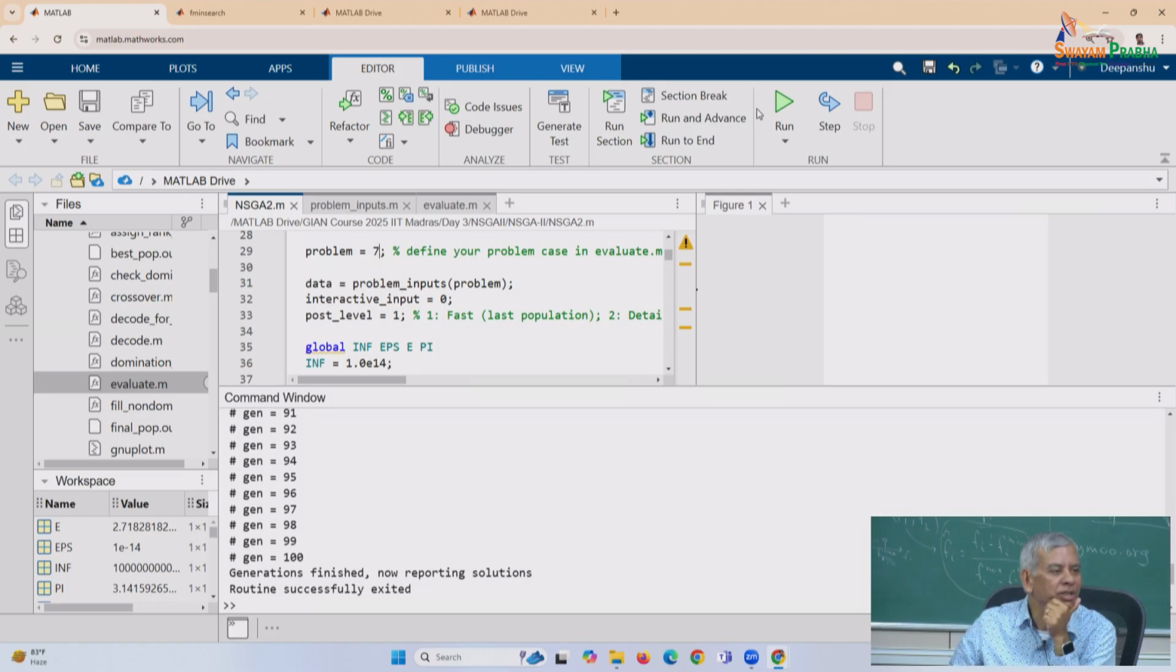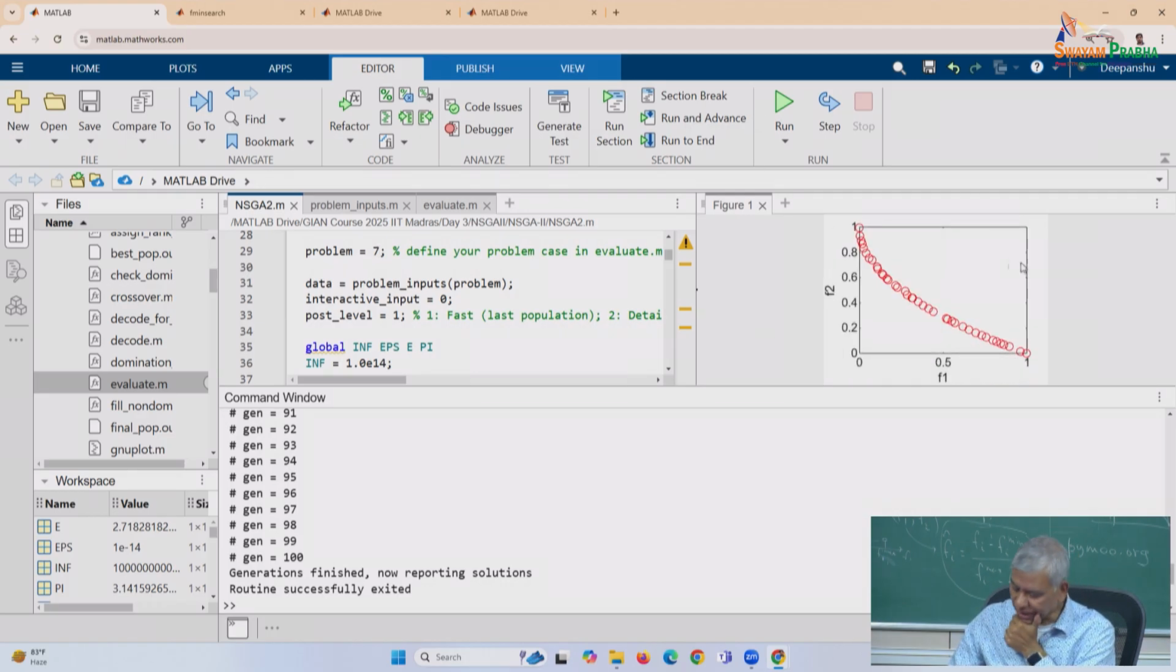Oh, GNU plot is not here. That's why it's not showing. It's showing something. No, it's actually plotting with MATLAB. You see the Pareto front now, F1, F2, and we got 40 points.